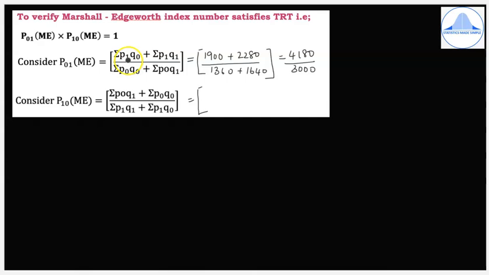So all you have to do is wherever there is 1, replace it by 0, and 0 you replace by 1. So you get the formula for P10 of ME as summation P0 Q1 by summation P1 Q1. Then put a plus in the numerator, plus in the denominator, summation P0 Q0 by summation P1 Q0. Again you shouldn't multiply by 100. Now you have to substitute. I'm sorry, it is 1640.